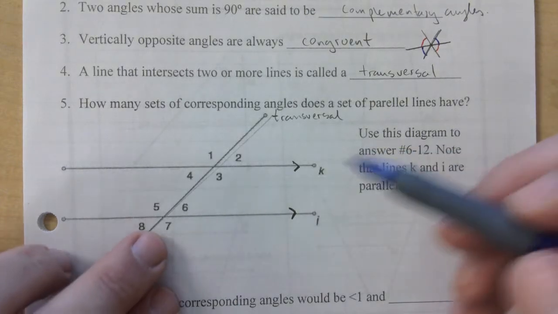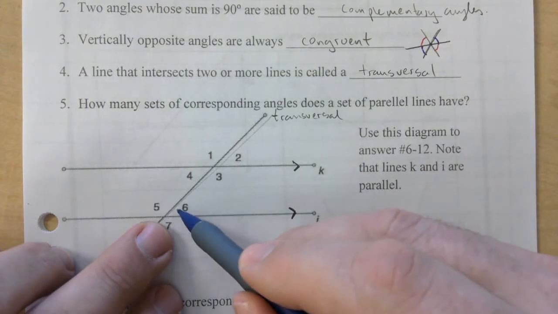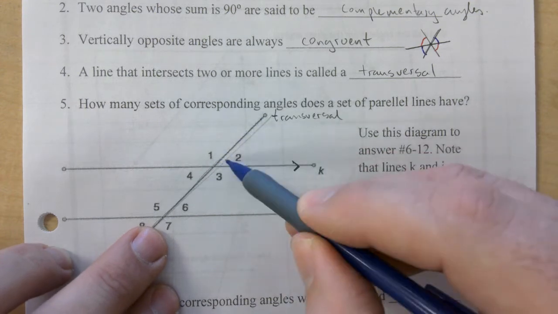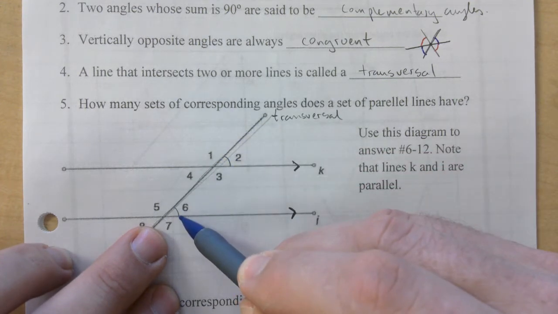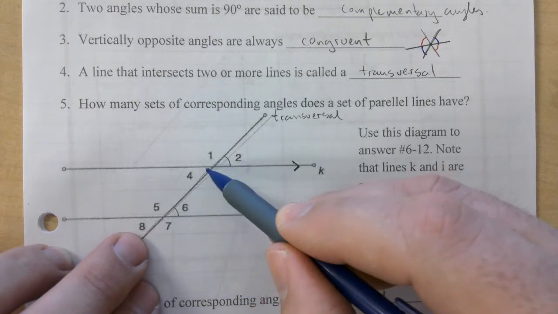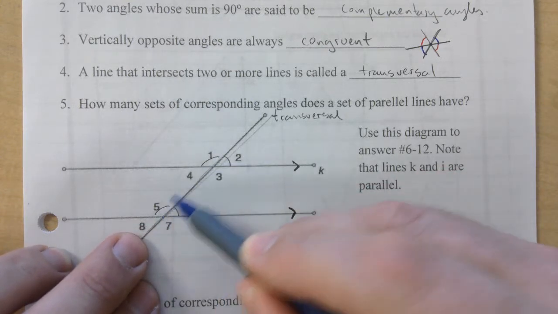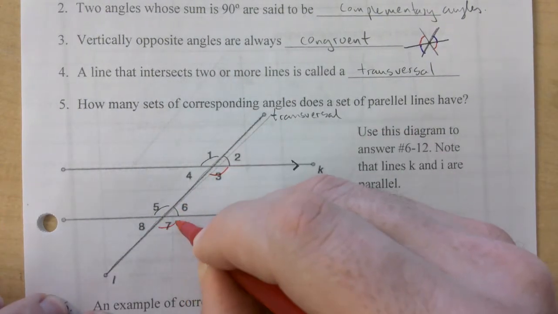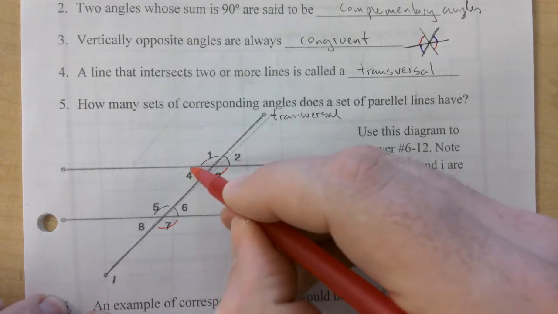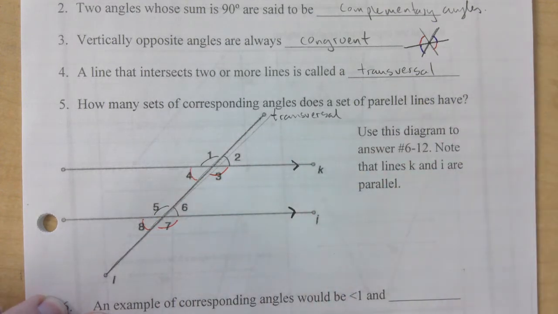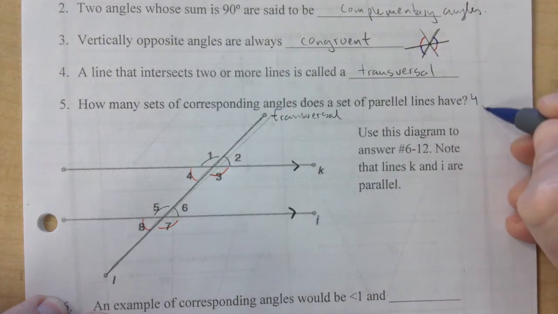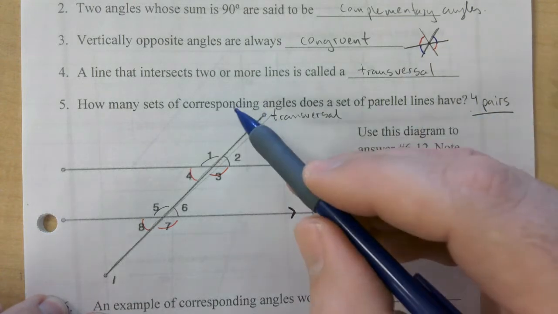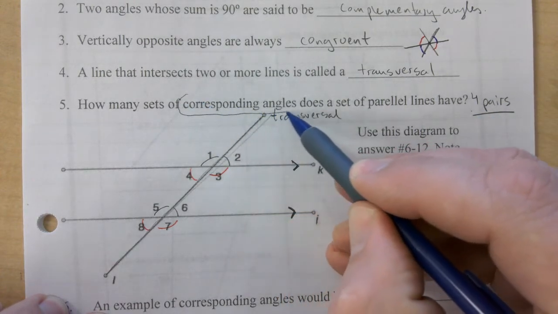But how many sets of corresponding? You should have watched the videos by now, right? So if you go along this transversal, there's one pair. Then you have on this side another pair. So 1, 2, and then this one goes with this one, 3, and then this one goes with that one, 4. So there are 4 pairs. There are always 4 pairs of corresponding angles. Okay.